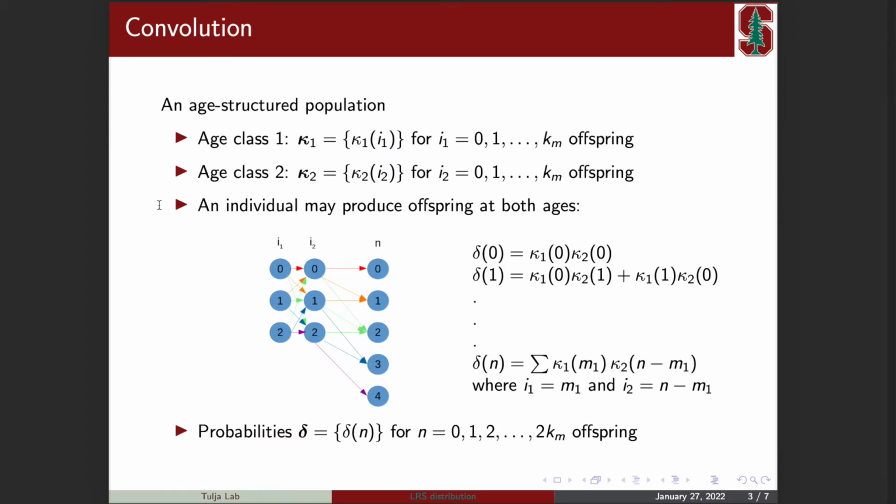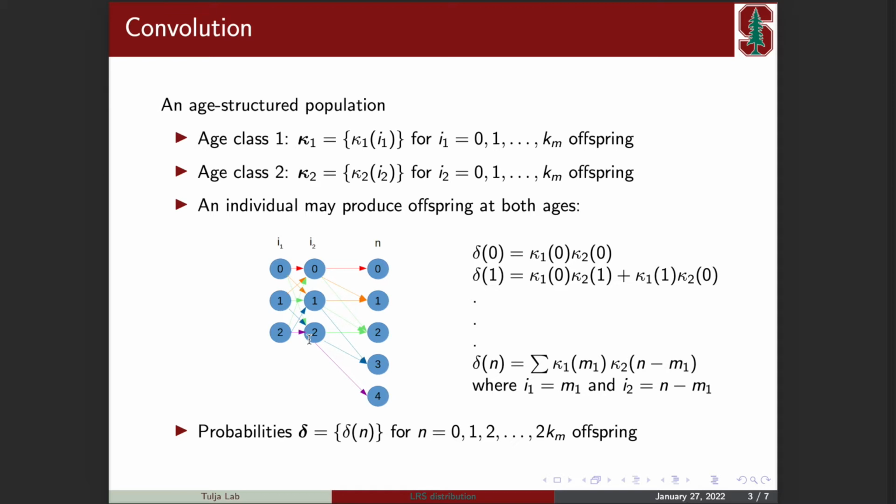Let's imagine an age-structured population with only two age classes. Kappa is a probability distribution for the number of kids born by an individual. The component in Kappa 1 is probabilities to give 0, 1, 2, 3, and more kids at age class 1. Same for Kappa 2. Note that the mean of Kappa distribution is the fertility of the age class. Let's assume that an individual may produce 0, 1, or 2 kids at either age class, like it's shown under I1 and I2 in the figure.